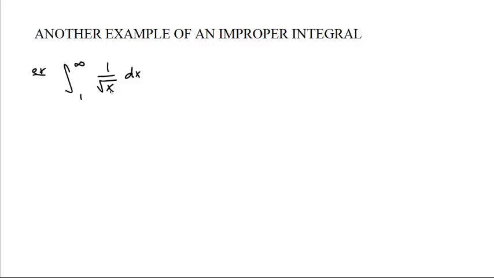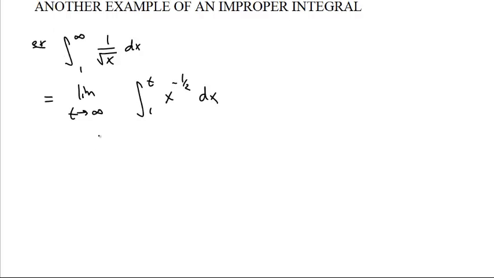But what is the domain of this function? Everything except, well, 0 or negative numbers. We don't have 0 or any negative numbers in our interval, so the infinity is the only bad point. So what do we do? We replace infinity with t, so we go integral from 1 to t of x to the negative 1/2 dx, and we let t approach infinity. You can only go to infinity from the left, so you don't have to worry about that.